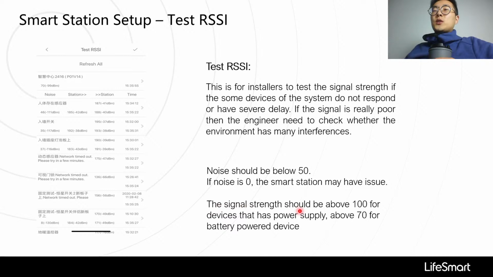And the signal strength should be above 100 for devices that have power supply, above 70 for battery-powered devices. So as you can see here, those two columns: the second column is the signal from the smart stations, and the third column is the signals to smart stations. So for those two columns, the signal strength for devices with power supply needs to be above 100. And for battery devices, we require it to be above 70.